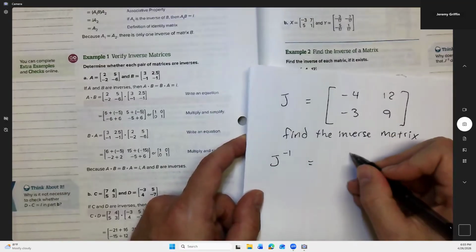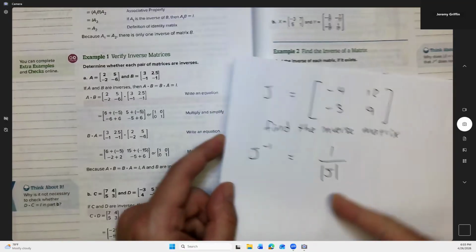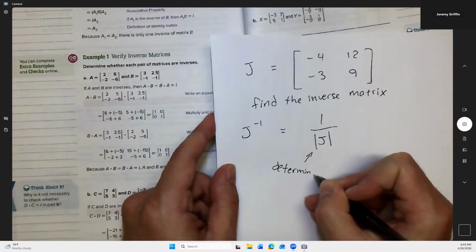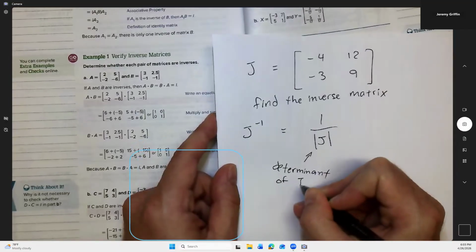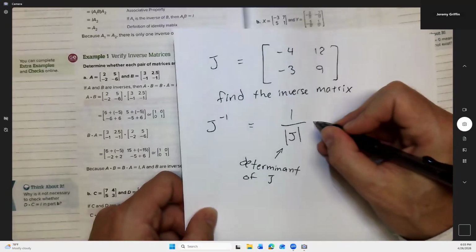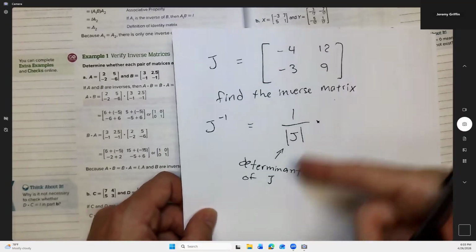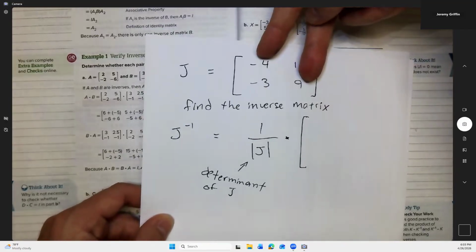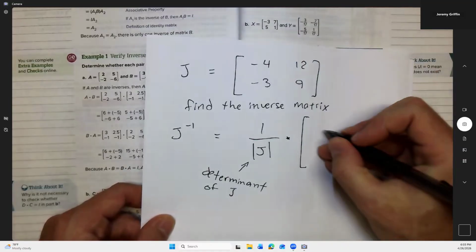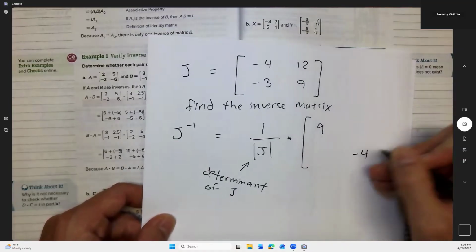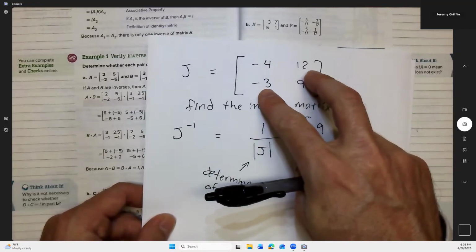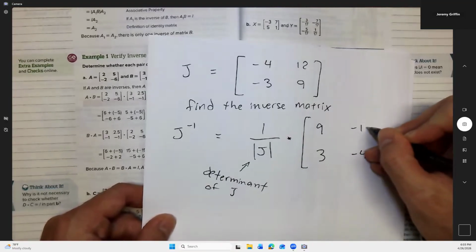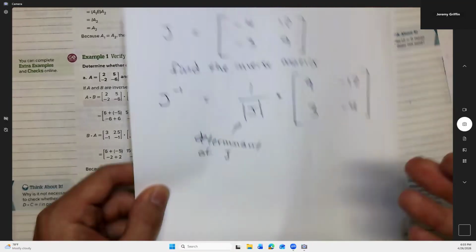So this is going to be equal to 1 over the determinant of J, times a scalar multiple of the matrix. I remember what I had to do was take these corners, the A and D corners, and swap places. So put the 9 up here and the -4 down here. And take the -3 and the 12 and make those the negative of themselves. So this would be +3 here, and this would be -12 up here. All right, so it's coming together.